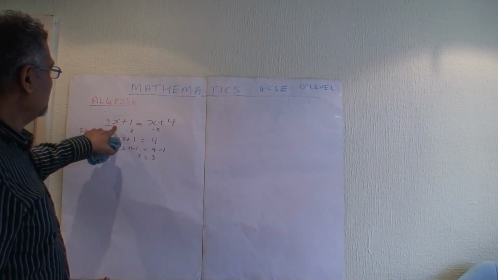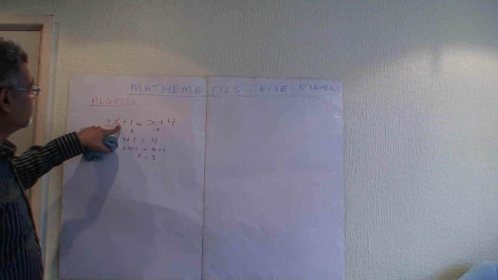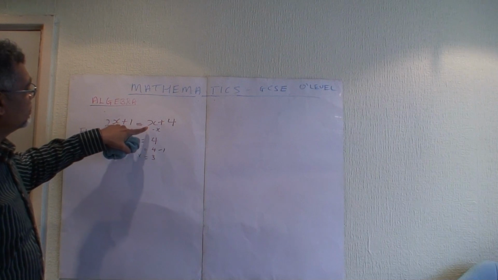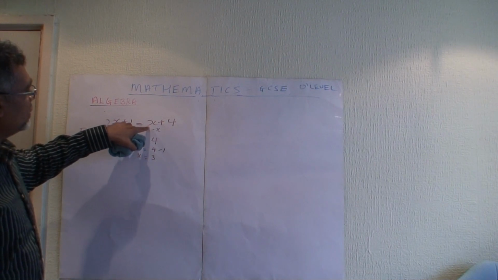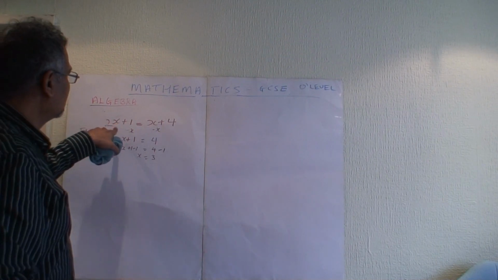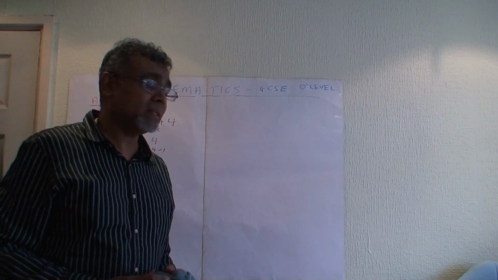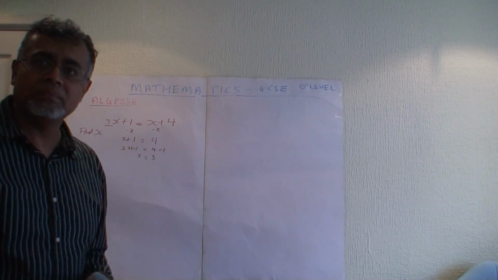Okay, so if you substitute it, 2 by 3 is 6, 6 plus 1 is 7. And this x is 3, 3 plus 4 is 7. So 7 is equal to 7. So x is 3.